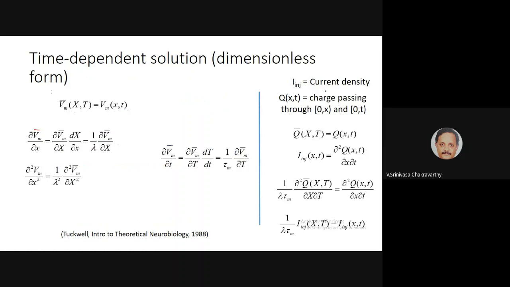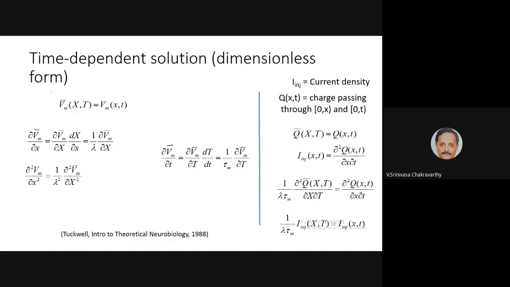So now we know that I_inj is a current density. That is current passing per second per unit length of the cable, so it's a density both in space and time. Now, how do you convert this into the new variables, because both space and time variables are now rescaled by some factors?